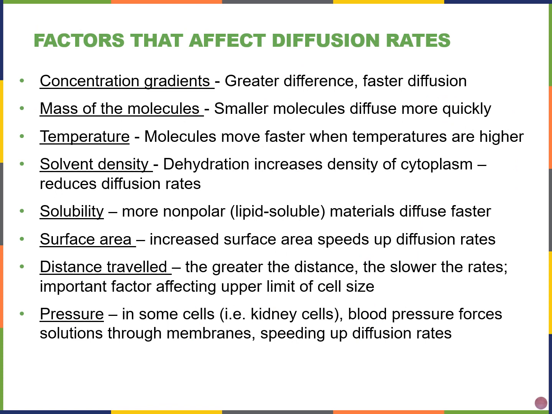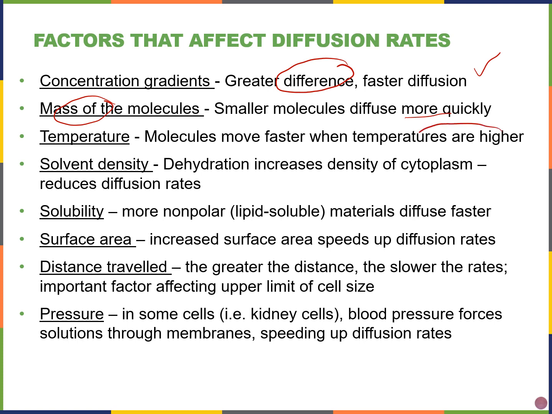Several factors will affect how quickly something can cross or diffuse across the membrane. The first is concentration gradients. The greater the difference in concentration on one side compared to the other, the faster the molecules will diffuse. The second is the mass of the molecules. Smaller molecules will diffuse more quickly than larger, heavier molecules.